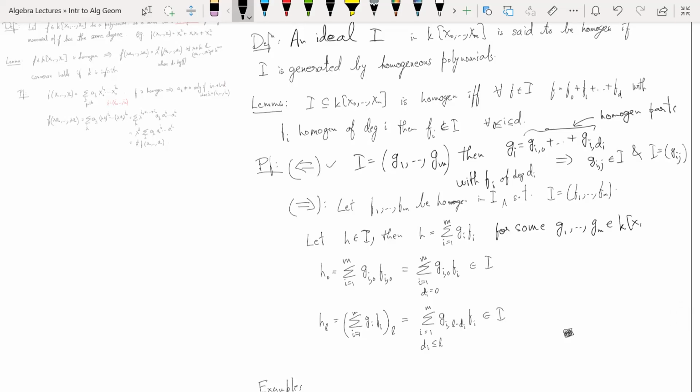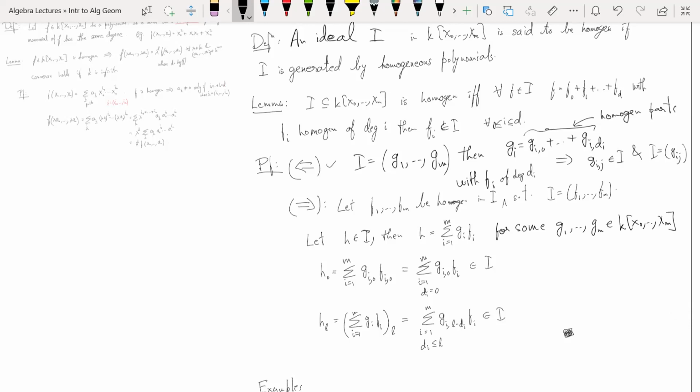K[x_0, ..., x_n]. So now if you want to look at the constant term of H_0, how does it look? You just have to look at the constant term of the right-hand side. So it's G_i0 times F_i0: the constant term of G_i times the constant term of F_i, and you sum them together and you get H_0.